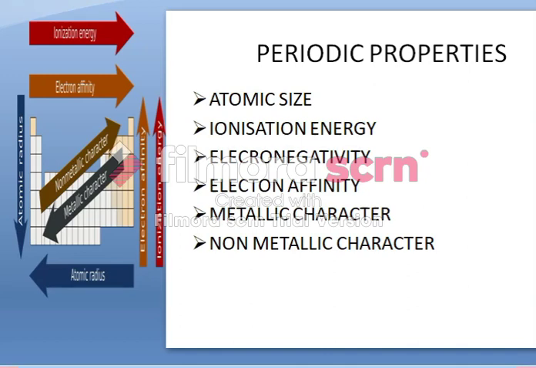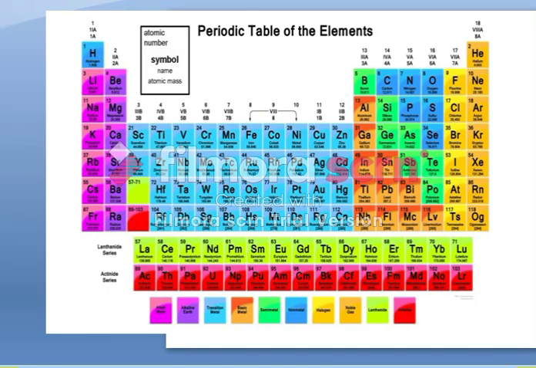And this is also affected by two factors. One is the atomic size and another one is the nuclear charge. Smaller is the atomic size, higher will be the electron affinity, and higher is the nuclear charge, higher will be the electron affinity. So variation of electron affinity will be the same as that of electronegativity. As you move from left to right across a period, electron affinity goes on increasing.